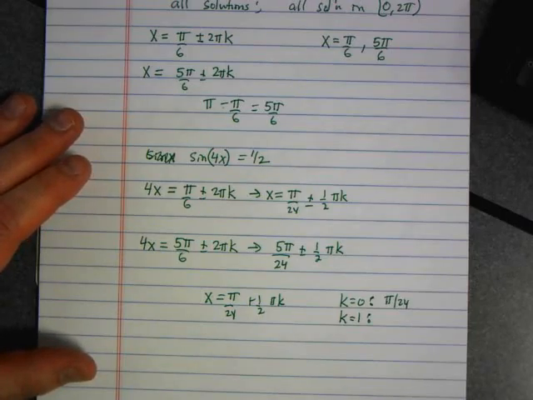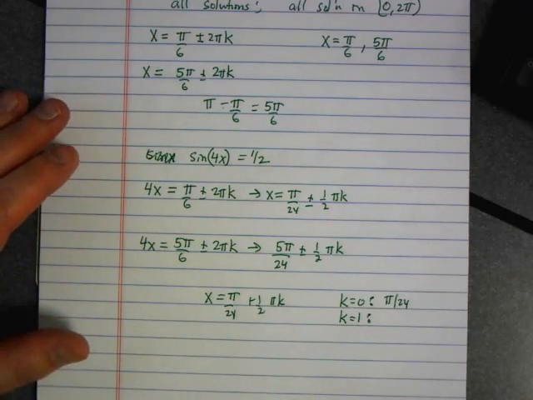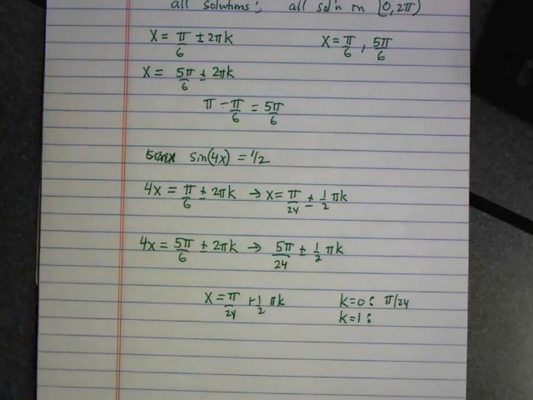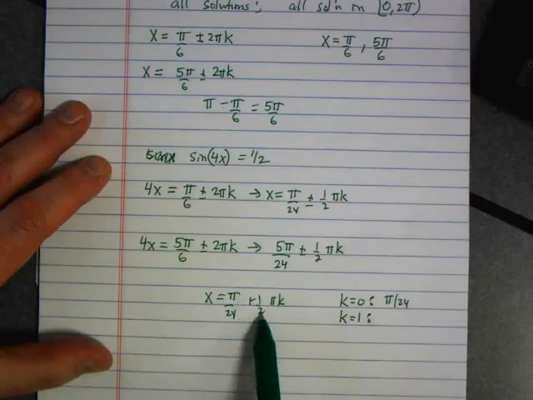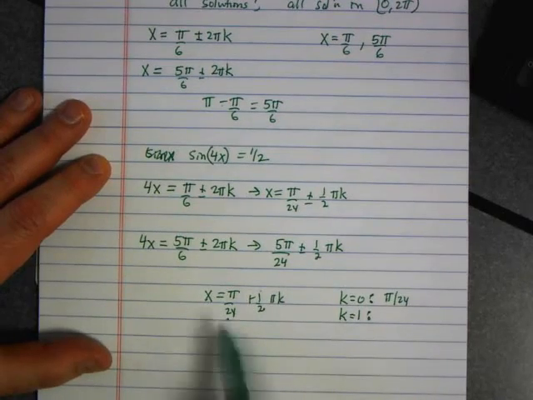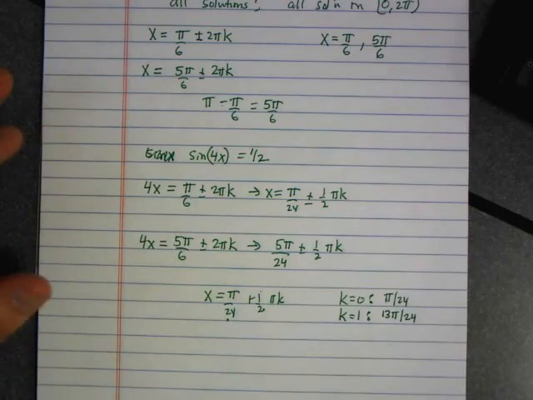Well, I'd have to get common denominators, right? What's the common denominator for a 24 and a 2? It would be 24. The common denominator is 24. So 1/2 would be 12 over 24. So I have 12 over 24 plus 1 over 24. That looks like 13 pi over 24.